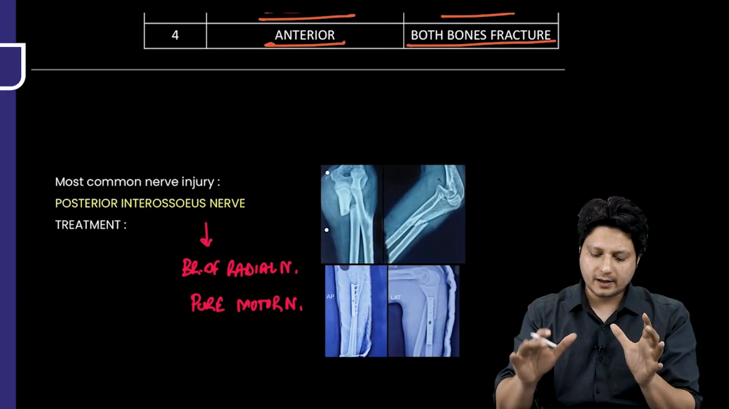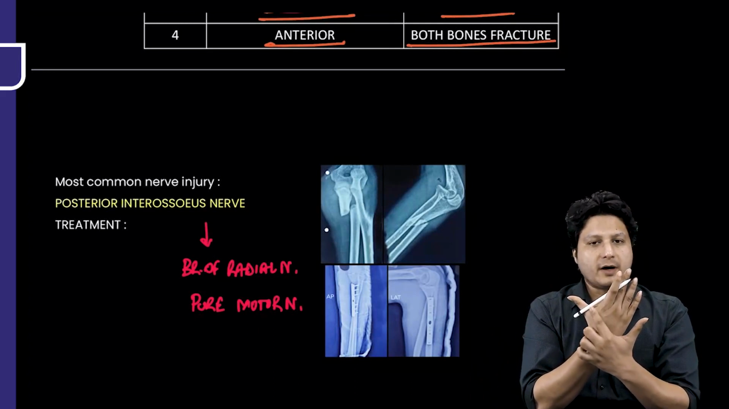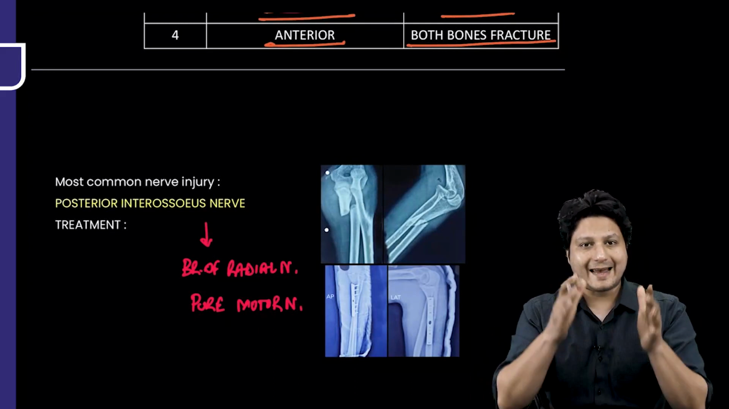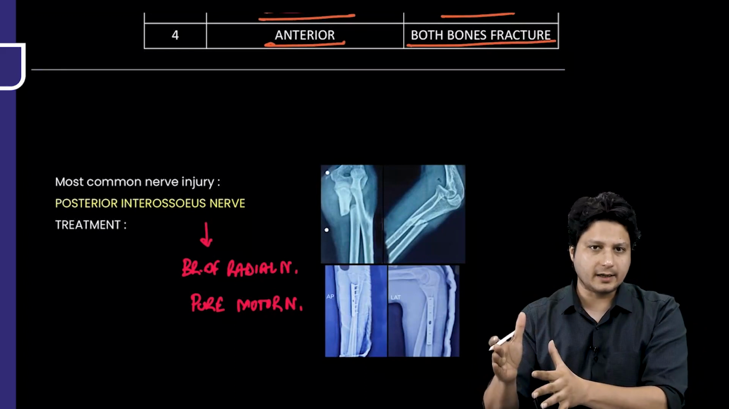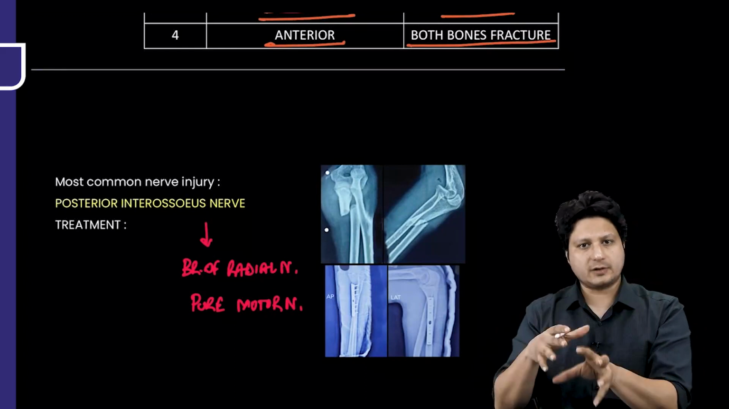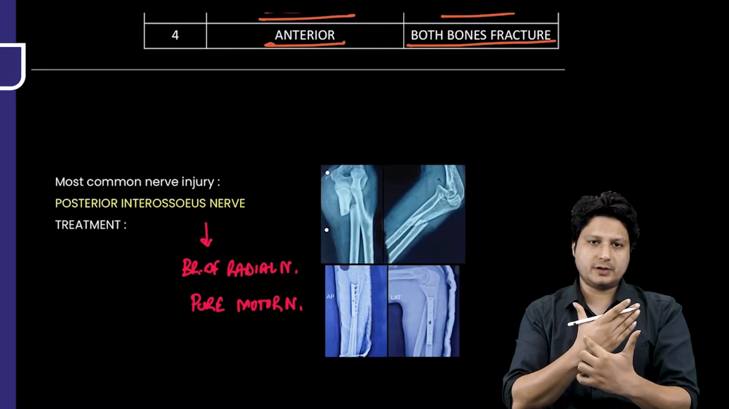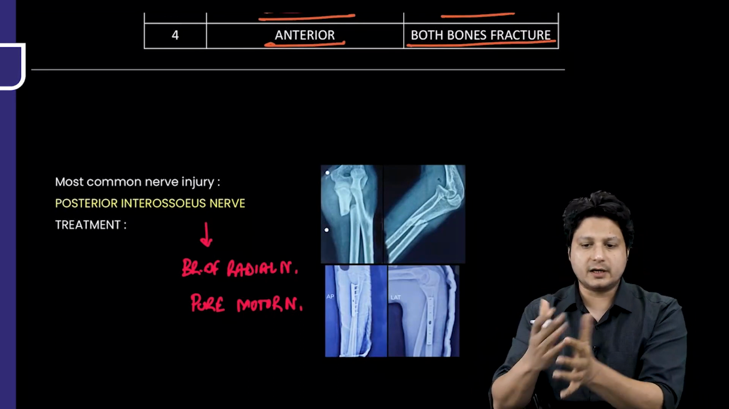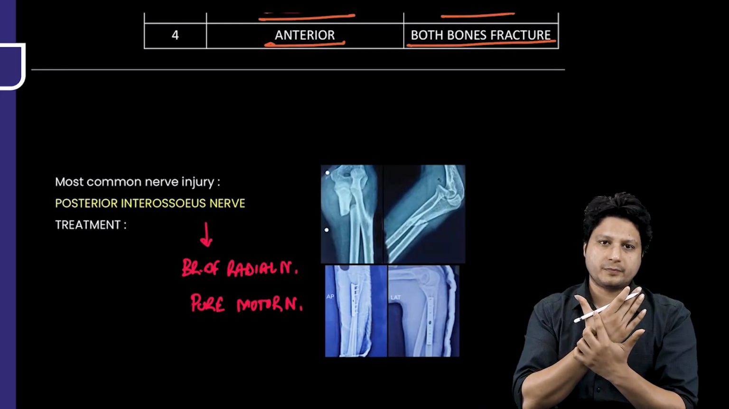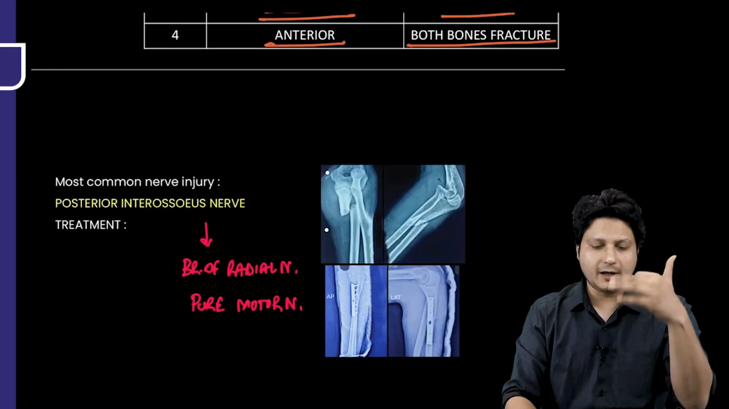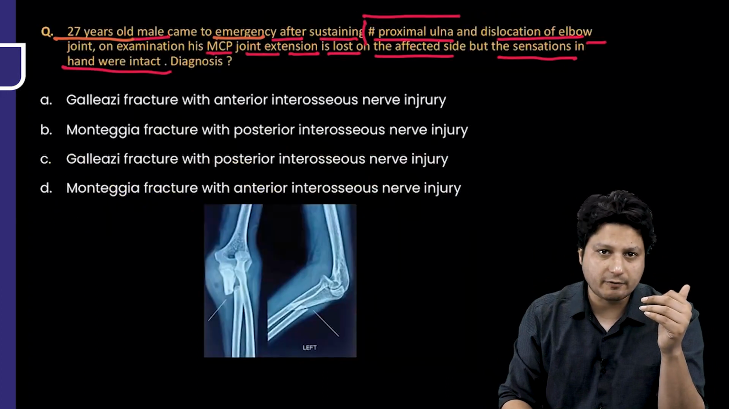All of us are aware that the first dorsal web space of the hand is exclusively supplied by the radial nerve, and PIN is a branch of the radial nerve. If PIN is injured, there will be no loss of sensation. If radial nerve is injured, there will be a loss of sensation over here. Now, this is reflected in the sample question that we have provided.